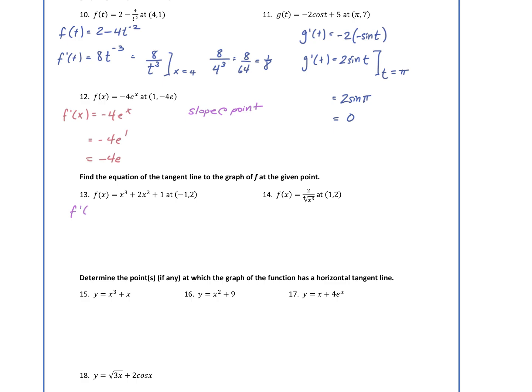F prime of x, we get 3x squared plus 4x, and we want to find out what f prime of negative 1 is. 3 times negative 1 squared plus 4 times negative 1. We get 3 minus 4, which is negative 1. So the slope at x equals negative 1 is also negative 1. I'm going to do y minus 2 equals m, x plus 1.